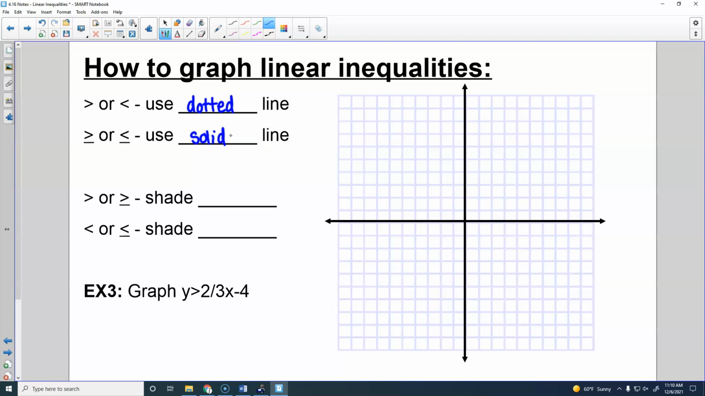Okay? We are also going to shade regions of the graph. So if we have a greater than or equal to, we're going to shade above the line. And if we have a less than or equal to, we're going to shade below.